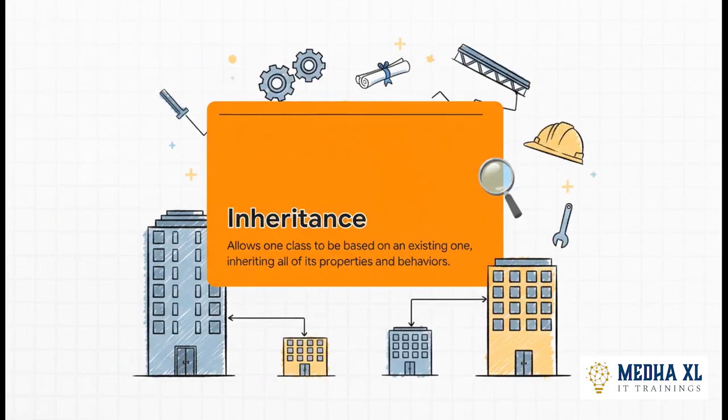Now here's where things get really clever. This is called inheritance. Why design a whole new skyscraper from scratch if you can just inherit the foundational design of a standard office building that's already proven to work? You take an existing blueprint, or a class, and you just extend it, adding new features while getting all the old ones for free.